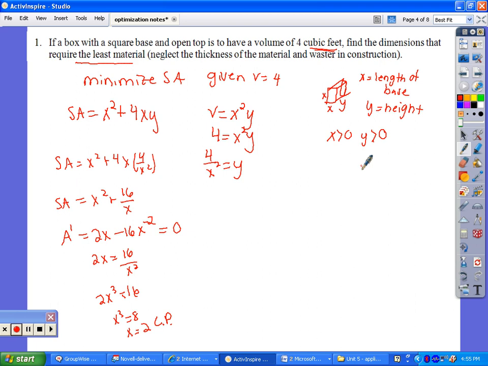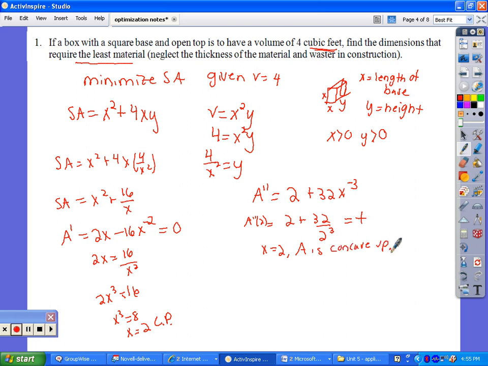Now we have to make sure this is a minimum. So in order to do that, I do the second derivative test. I take the second derivative, which is going to be 2 plus 32 x to the negative third. I plug in my 2 to see if it's positive or negative. And all we care about is if it's positive or negative. So I have a positive plus a positive, so this is going to be a positive number, which means at x equals 2, the surface area is concave up, and x equals 2 is a min.